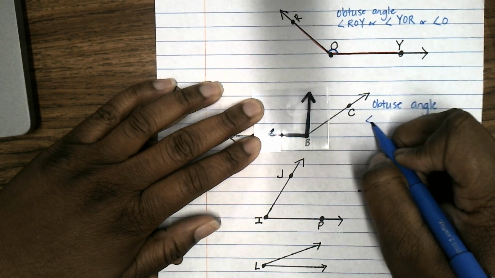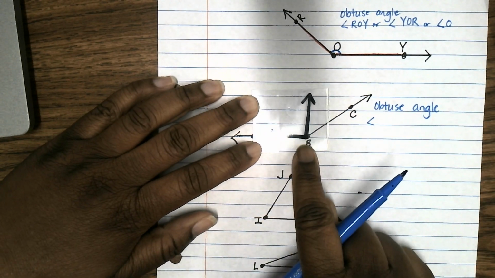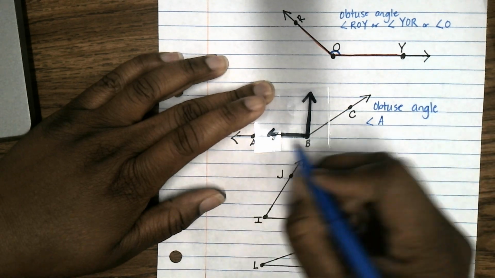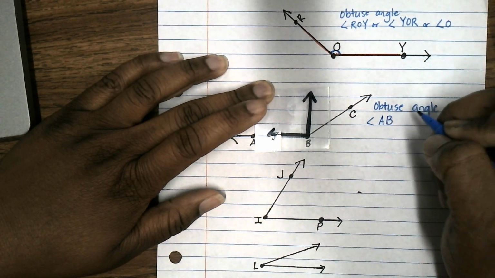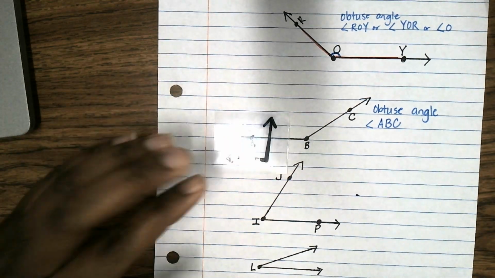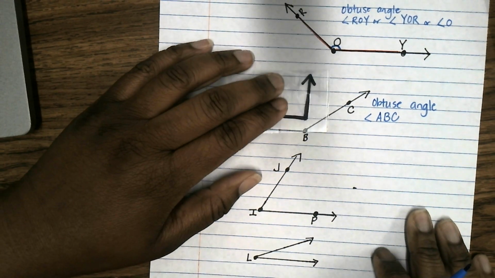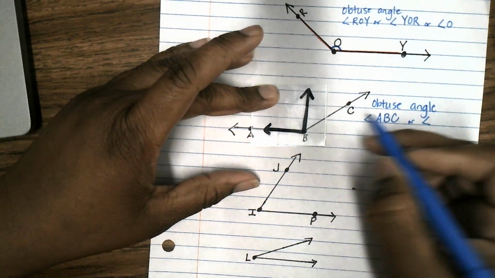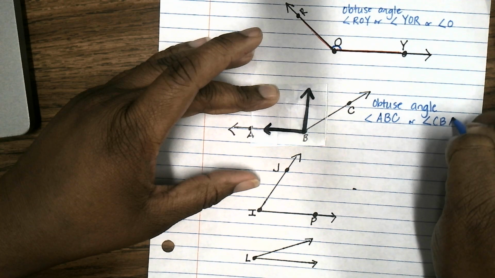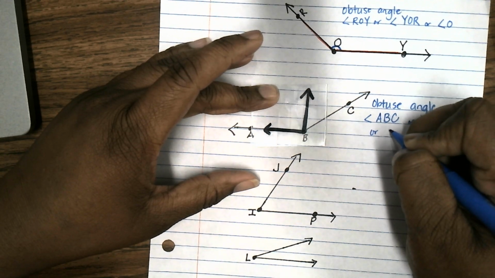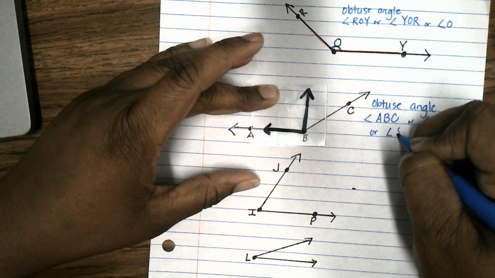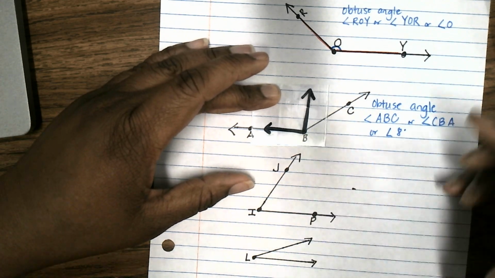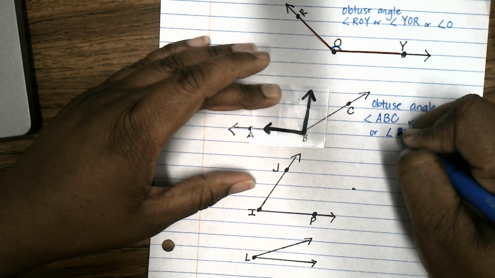And then our name for it, again, remember to keep the vertex in the middle. This will be angle ABC. Could have named it CBA. Start on the other end, angle CBA. All right, or angle B.